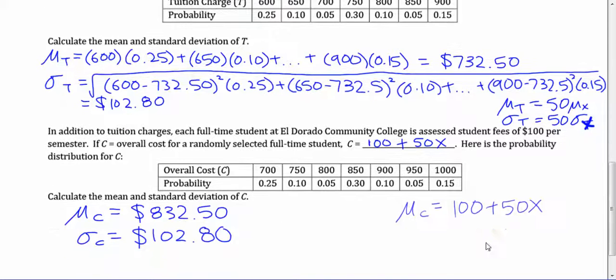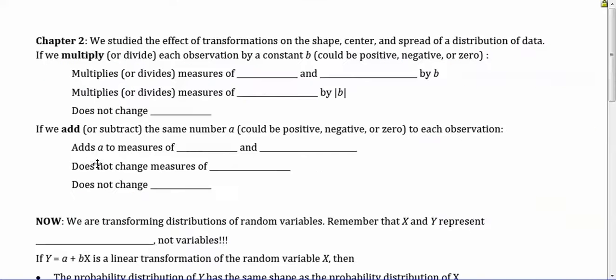So the mean, I can calculate this way. If I know what x is, I can calculate that directly. The standard deviation, though, that's just going to be multiplied; the adding or subtracting does not affect it at all. And this should look familiar because in Chapter 2, we looked at the effects of transformations on shape, center, and spread. Remember, if you multiply or divide each observation by some constant, that's going to multiply or divide your measures of center and location. It's going to multiply or divide measures of spread. It doesn't change the shape.